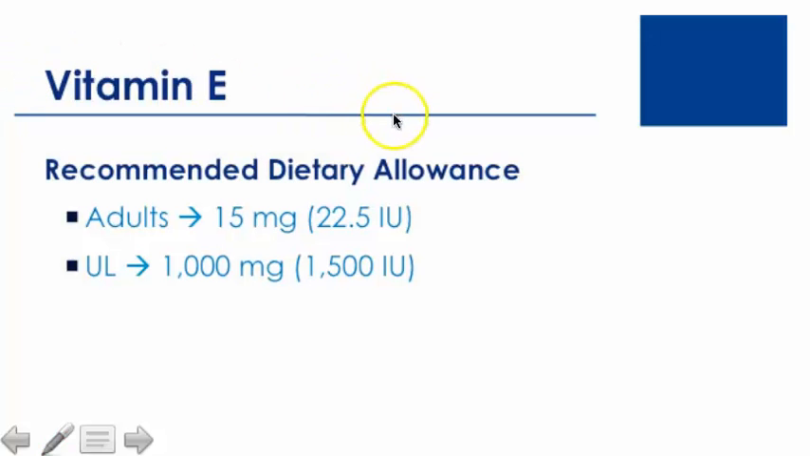We now will look at the RDA for vitamin E. It's expressed in both milligrams and international units. For adults, it's 15 milligrams per day or 22.5 international units. And we have a tolerable upper intake level of 1,000 milligrams per day or 1,500 international units.